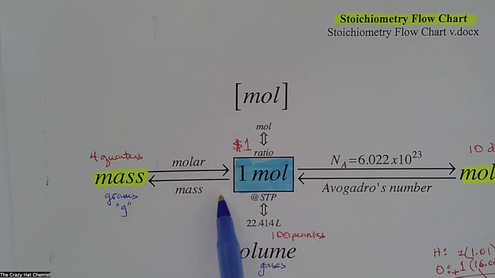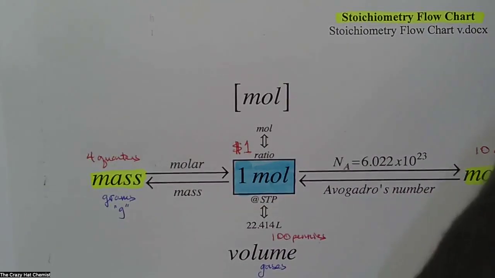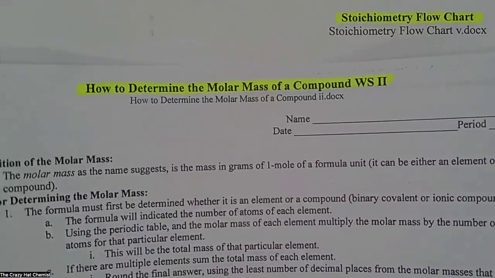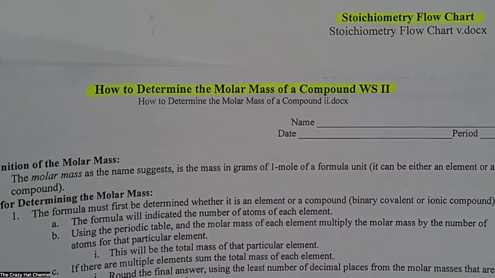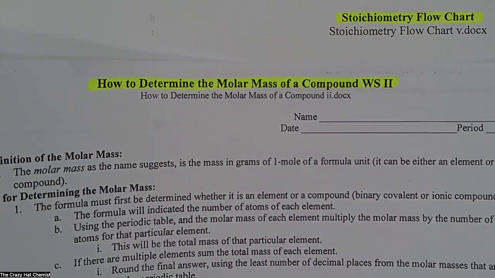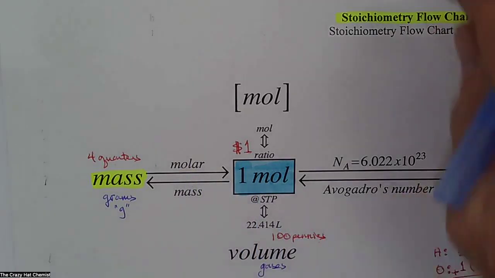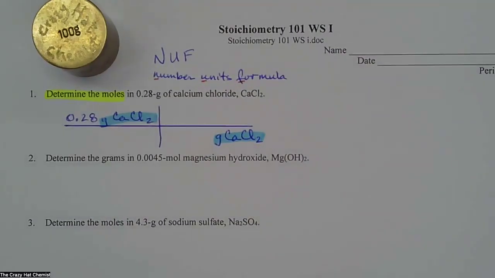So I need to determine the molar mass of the compound I'm using, which in this case is calcium chloride. And again, I'm going to refer back to another video that I made: how to determine the molar mass of a compound, worksheet number 2. This video is posted online, and you need to watch it first so that you can determine the molar mass of the compound. So 1 mole is equal to the molar mass in grams. So what do we need? We need a periodic table. We need to find calcium, and we need to find chlorine.